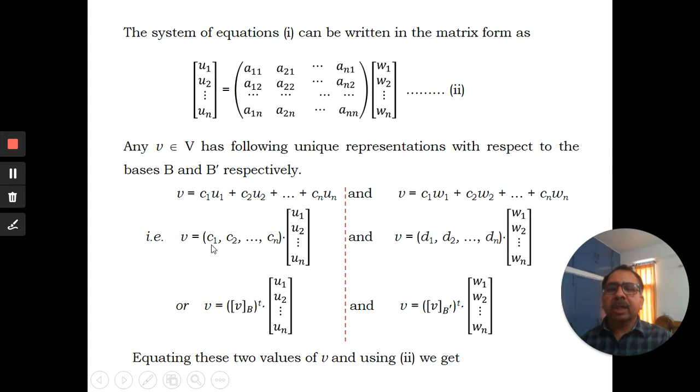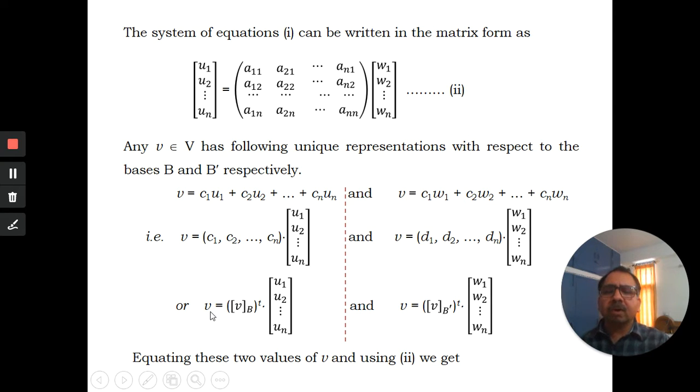That is, V can be written as: we write C1, C2, ..., Cn in a row and U1, U2, ..., Un in this column. If you multiply the first row by the first column, you will get this thing. Similarly for V, we have written the first row and this one column. But what is this? This is the transpose of the component vector of V with respect to basis B. The component vector, we recall, is a column, so the transpose of that column is this row. Similarly, this is the component vector of V with respect to basis B dash and its transpose.